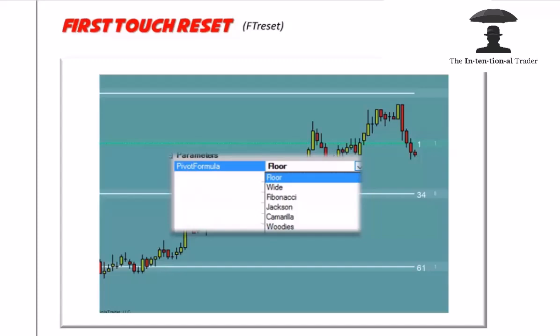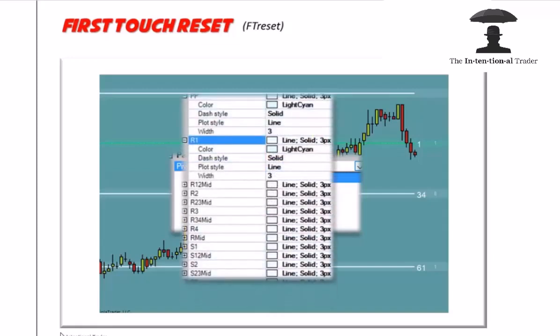We use several different formulas. For the FTreset indicator, you have your choice of several different pivot formulas, including the ability to change the parameters of the draw objects and create a zone around each line to create a support or resistance zone rather than a specific line. You can also create or edit the opacity of that zone.